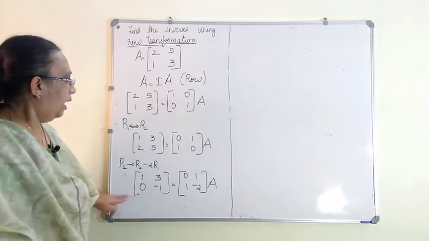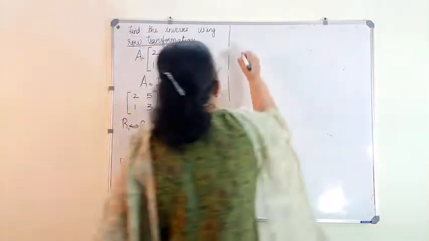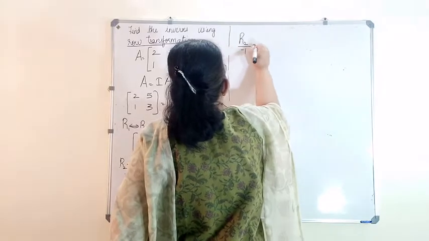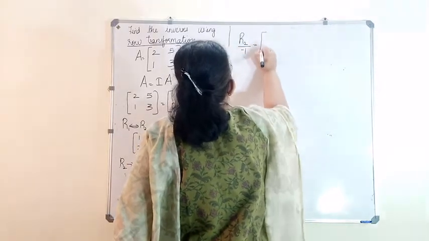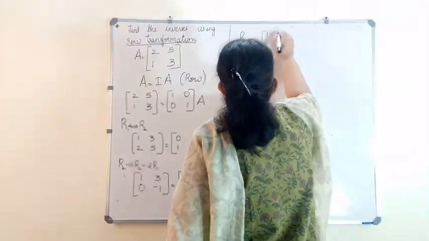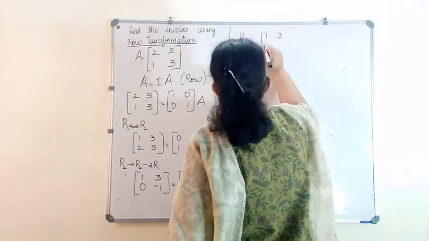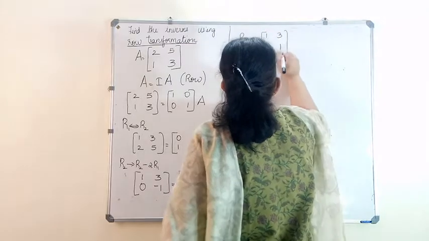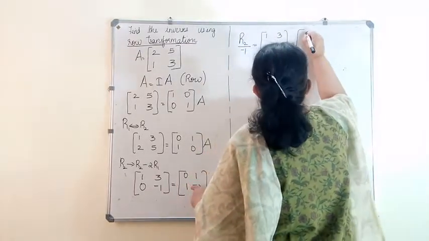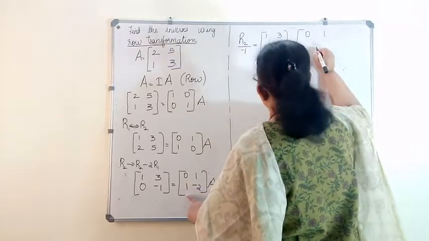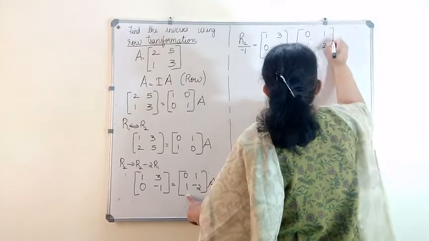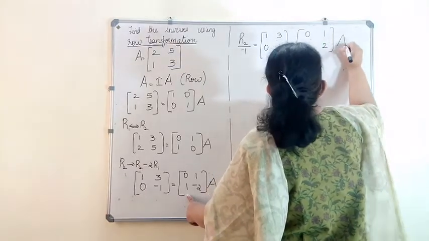So what I do is R2 divided by minus 1. R2 divided by minus 1 is equal to, or I can write it as R2 into minus 1. 1, 3, 0, 1 is equal to 0, 1. Here it becomes minus 1, 2 into A.